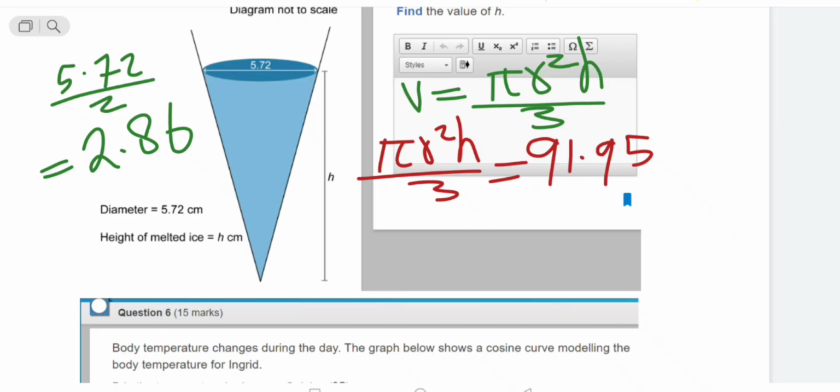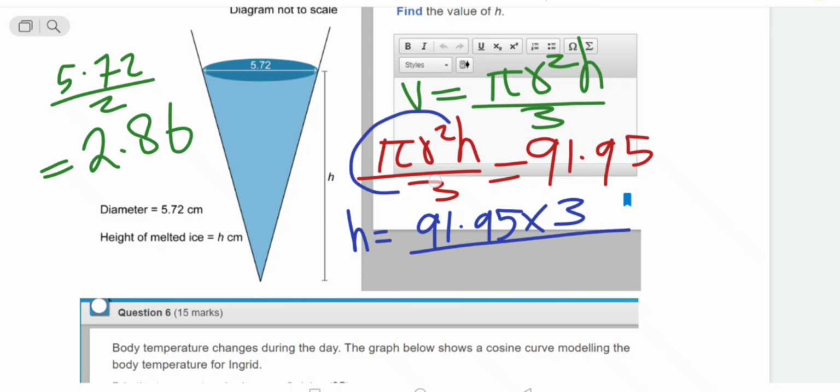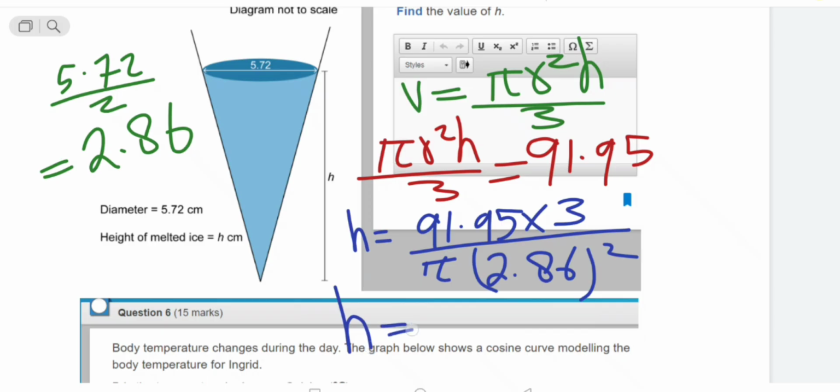I will replace here. So h equals: 3 is dividing, so it goes there and multiplies. So 91.95 multiplied by 3 over pi r square, which I replace with 2.86 squared. We can substitute in the calculator directly the whole thing and get the answer. When you substitute, it equals 10.74, which is 10.7 after rounding off. This is the height. I hope you understand.